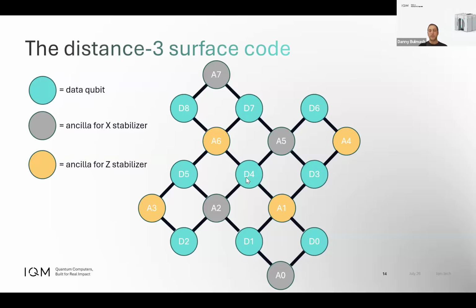How is the unrotated surface code different from the rotated surface code? So the qubit layout is slightly different, and there's additional stabilizers that are measured here. It's, let's see. What's the best way to say this?